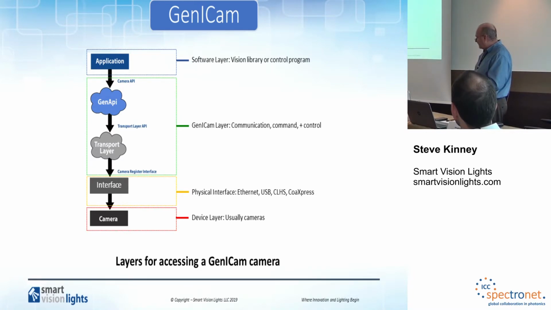So today this is a block diagram of what's happening in the camera, but the key point here is that there's everything from the software layer, which could be anybody's vision library, in the case of STEMMER IMAGING, Common Vision Blocks. The GenICam layer then describes the device discovery and control of those devices through the physical interface, which can be Ethernet, USB, CameraLink HS, CoaXPress, and down to the camera itself, the physical device. But the point of this slide is that the layers for getting to a GenICam camera are standardized all the way from the physical connection at the device all the way up to the software library.